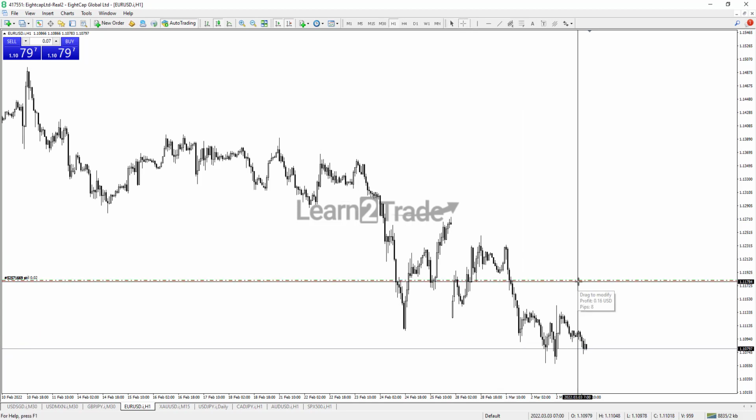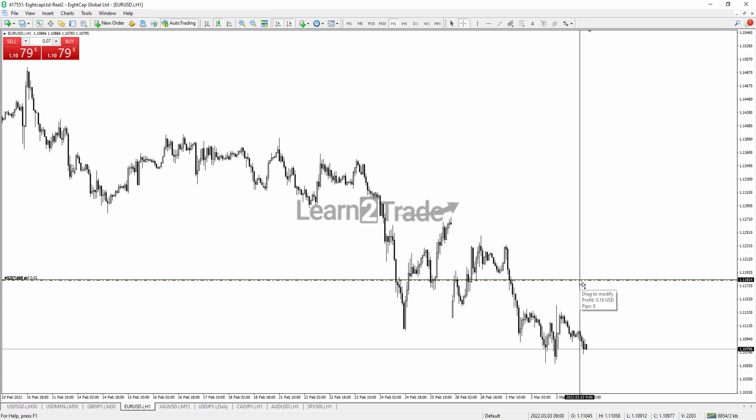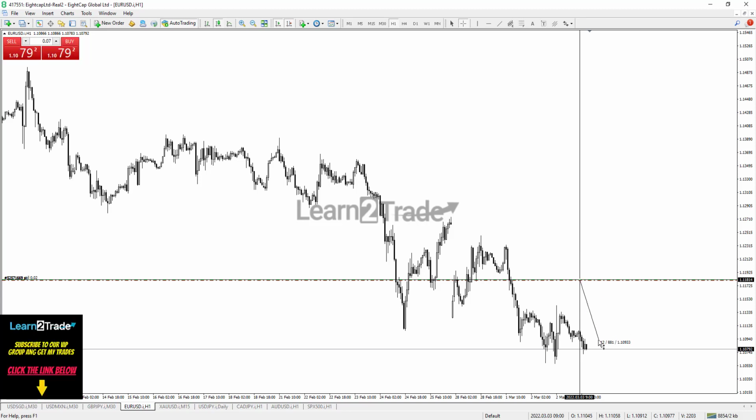I believe around, actually more than 100 pips. Yeah, 79, yeah, something like this. So very important. Yeah, personally I've decided to go short, guys.